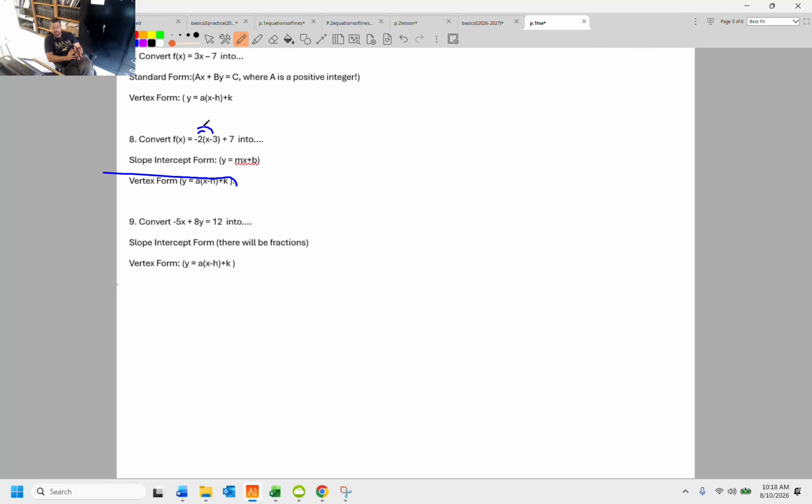So we're going to distribute that -2 into x minus 3. The first thing we're going to have written is -2x, because -2 times x is -2x, plus 6, because -2 times -3 is positive 6, and then plus 7. Following our order of operations, remember, we just did multiplication, which is before adding and subtracting. 6 and 7 makes 13, and there is the function in slope-intercept form.